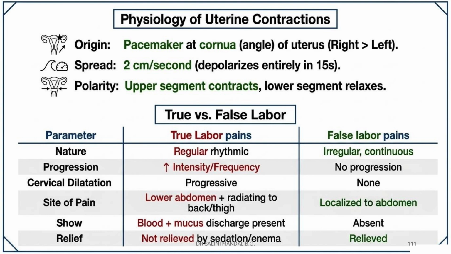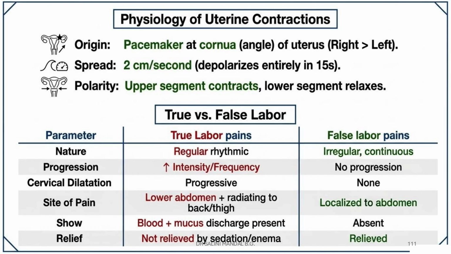Okay, next one, a little about uterine contractions again. The origin of uterine contraction, where is it? It is basically at the cornua, that is the angle of the uterus. First is right, then the left. How does it spread? 2 centimeters per second, that is how it spreads. And the upper segment contracts, and at the same time the lower segment relaxes.